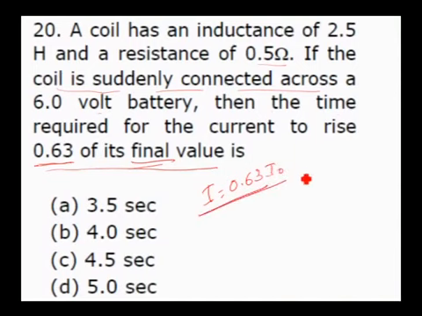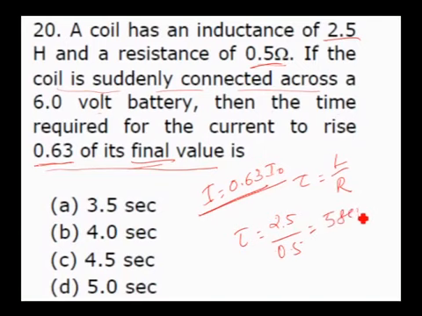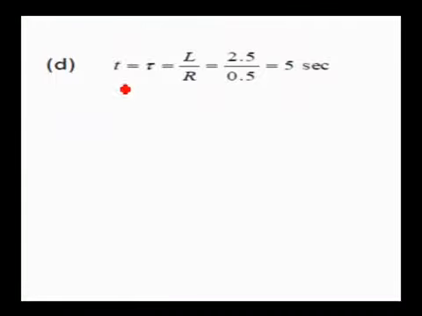This is equivalent to the time constant, which is L divided by R. So, what is the inductance? We have 2.5. And what is the resistance? We have 0.5. 2.5 by 0.5 is 5 seconds. So, option D. t is equal to tau, which is equal to L by R, equal to 5 seconds.